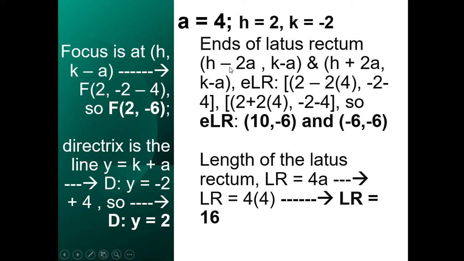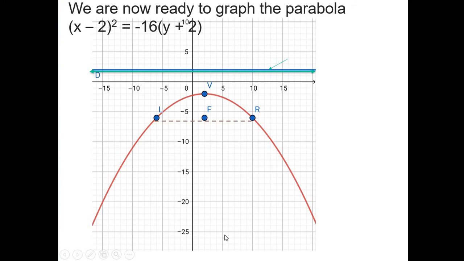Endpoints of the latus rectum: H minus 2A, K minus A, and H plus 2A, K minus A. Then negative 6, negative 6. And for the length of the latus rectum, multiply 4 by 4. 16. So this is now the graph of x minus 2 quantity squared equals negative 16 times the quantity y plus 2. So you can see it opens downward. Focus, vertex, length of latus rectum, and the directrix. Focus 2, negative 6, vertex 2, negative 2, and directrix is the equation y equals 2.